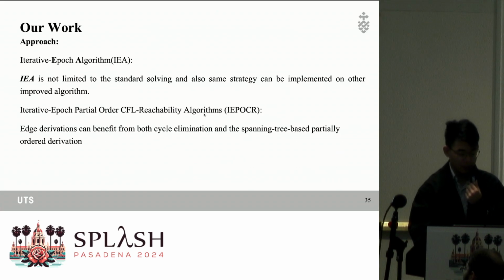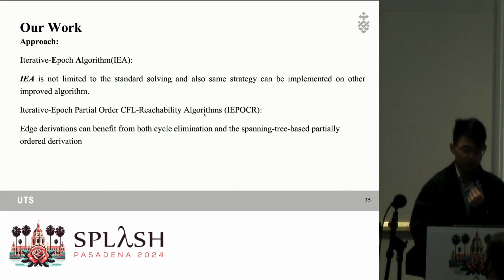The Iterative-Epoch algorithm is not limited to the standard solving, but the same strategy can also be implemented on other improved algorithms. For example, POCR can be combined to give iterative-epoch partial order CFL-reachability algorithms. This derivation can benefit from both cycle elimination and the spanning-tree-based partial order derivation.